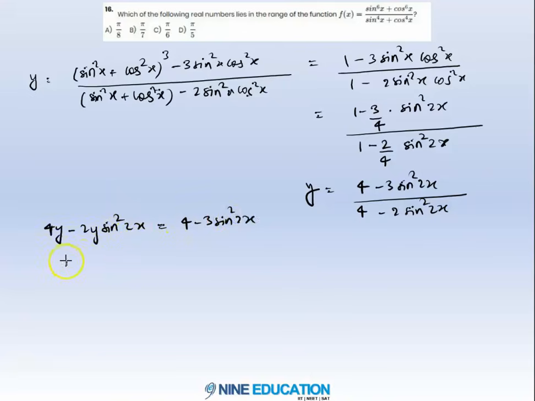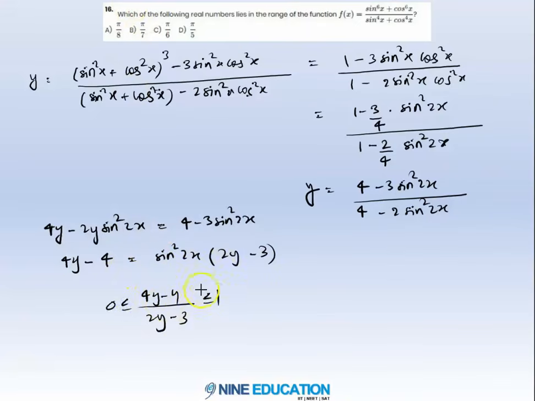So taking the similar terms together, 4y minus 4 can be written as sine square 2x common, 2y minus 3. From here I can say 4y minus 4 by 2y minus 3 is the value of sine square 2x, and sine square value will be lying between 0 and 1. So we need to solve this inequality. For the greater than 0 case, if we solve, we are getting critical points as 1 and 3 by 2, and it will be plus minus plus. We want greater than 0, so it will be before 1 and after 3 by 2.